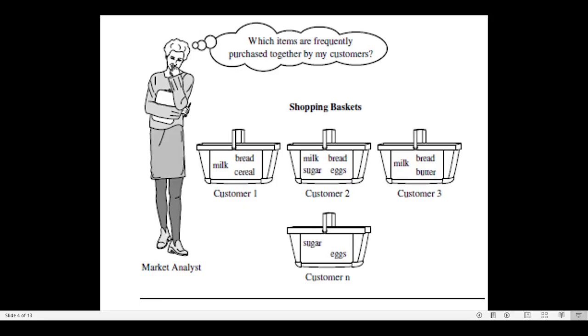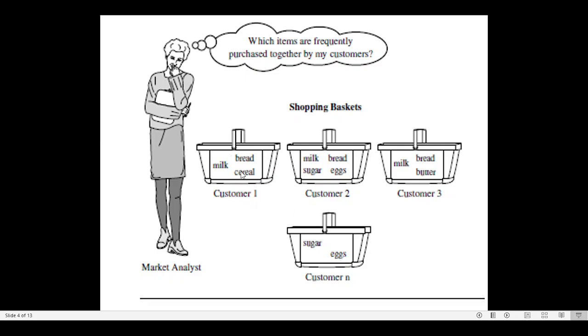Here is a pictorial depiction. Here we have a market analyst and we have n customer shopping baskets. The main job of the market analyst is to identify which items are frequently purchased together by customers. As you can see, basket number one is customer one, who has bought milk, bread, and cereal. Customer two's basket contains milk, bread, sugar, and eggs. Customer three's basket has milk, bread, butter, and for customer n we have sugar and eggs.